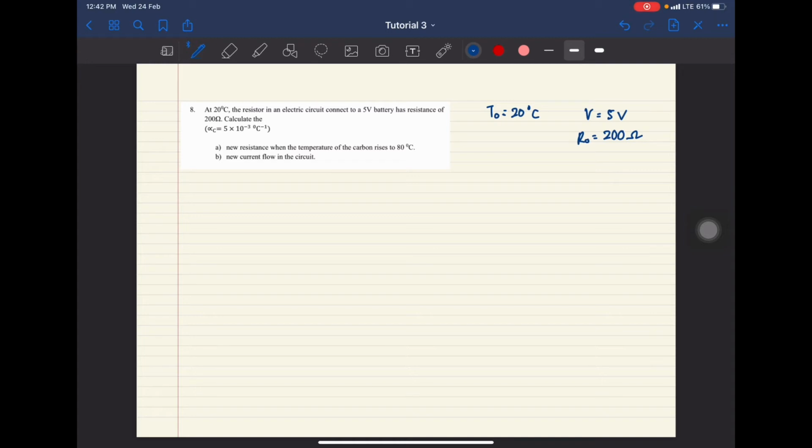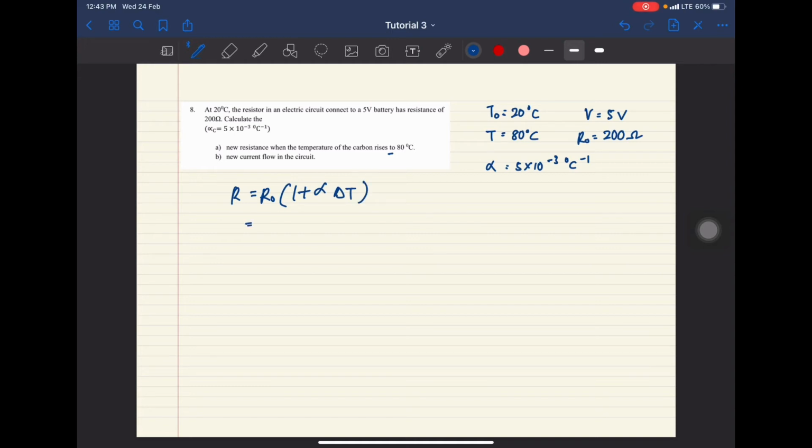Okay, given that alpha is equals to 5 times 10 to the power of negative 3 per Celsius, the new resistance when the temperature of the carbon rises to 80 Celsius. Be careful with that word to or by. Kalau dia kata by, that one is delta T, but now state to, so kalau to dia T je lah. Okay, again, check your formula sheet in front of your lecture notes and you get an equation. So it will be R equals to R0 1 plus alpha delta T.